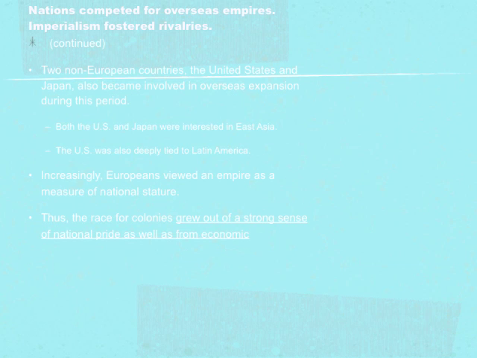The United States also gets involved. The United States was tied to Latin America, and also they had interests in East Asia and the Philippines and in China. And Japan was also interested in expanding their empire as well, especially in East Asia and eventually even into China.